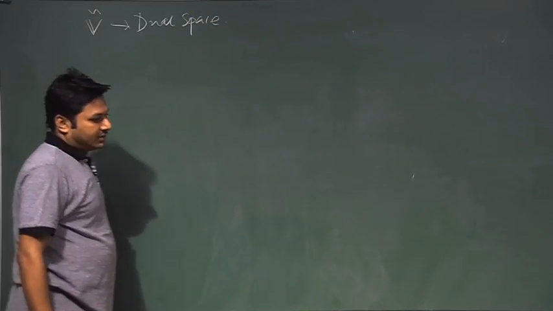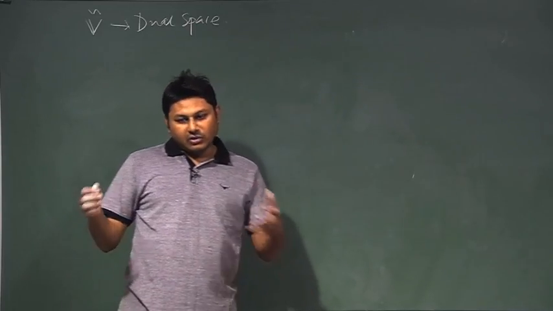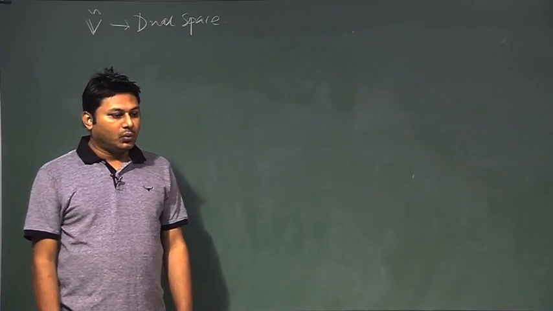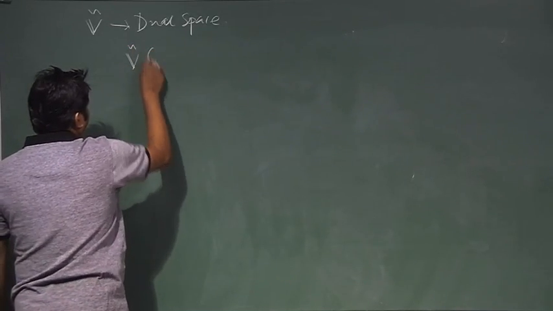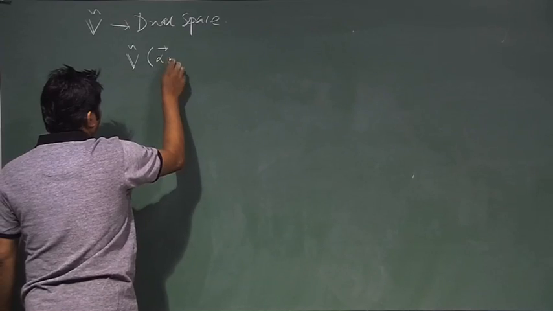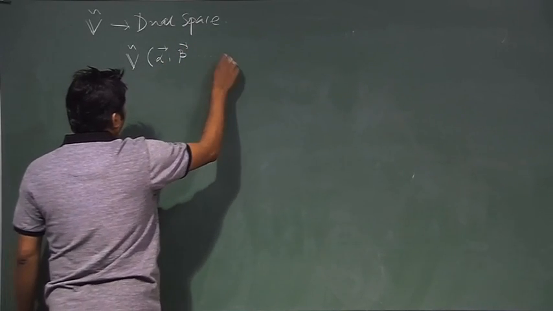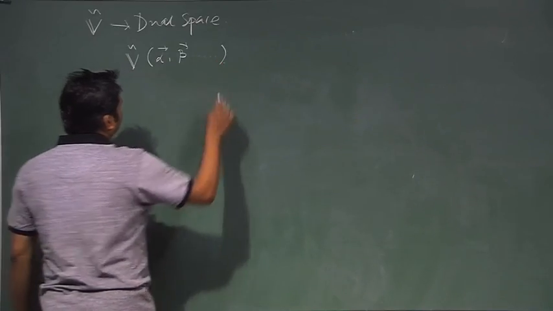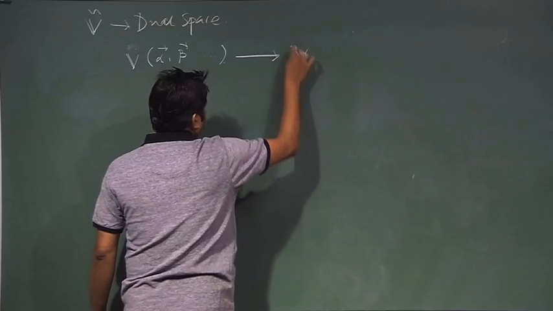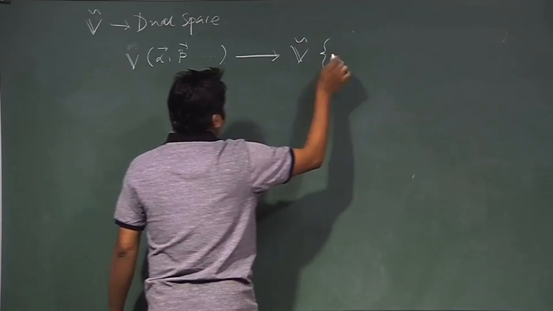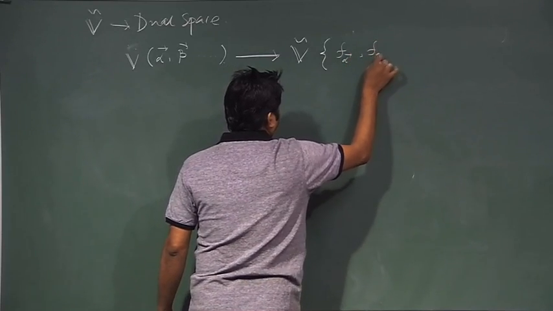By definition, in the last class we mentioned that a dual space is a collection of all linear functionals. So, if a vector space is defined with vectors, say alpha, beta and so on, then a vector space is defined like this. The corresponding dual space will contain some other vectors like this.